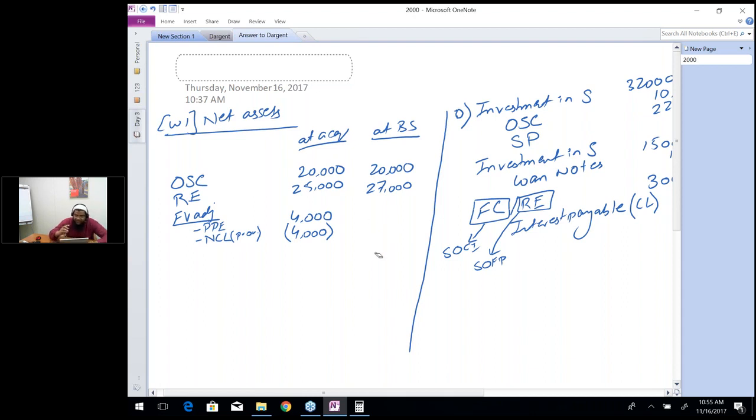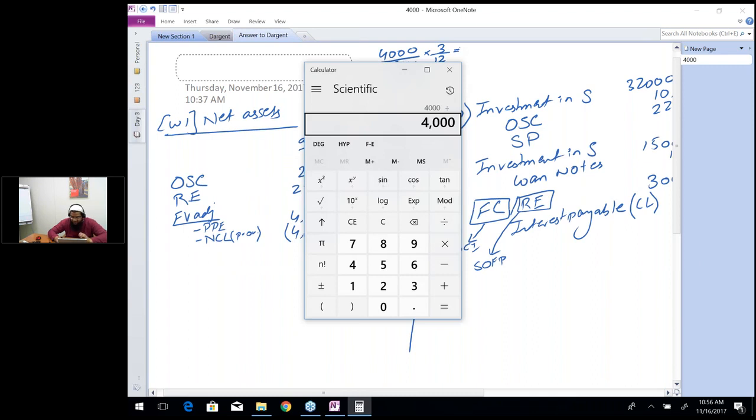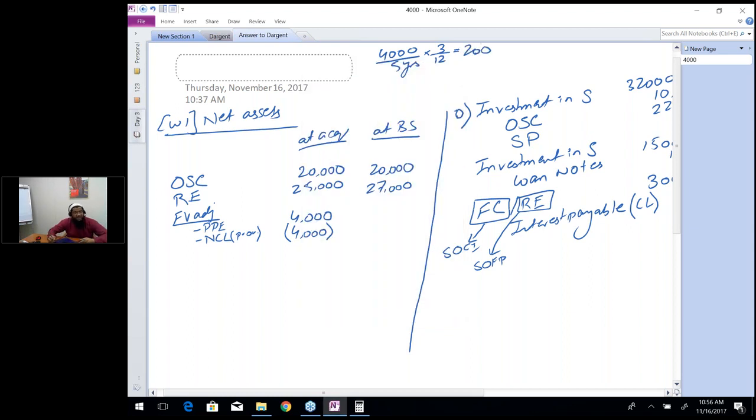So if I calculate the depreciation, this is going to be 4,000 divided by 5 years, and only 3 months have actually passed by, so I'm charging 3 months depreciation. This is 4,000 divided by 5, annual depreciation of 800, into 3 divided by 12 will give me 3 months depreciation of 200. So the asset will be depreciated by 200 and on the balance sheet date we are going to write it at 3,800.